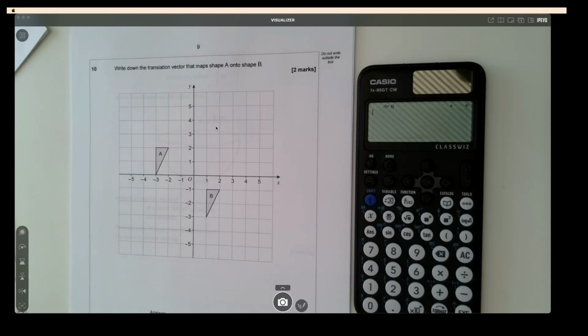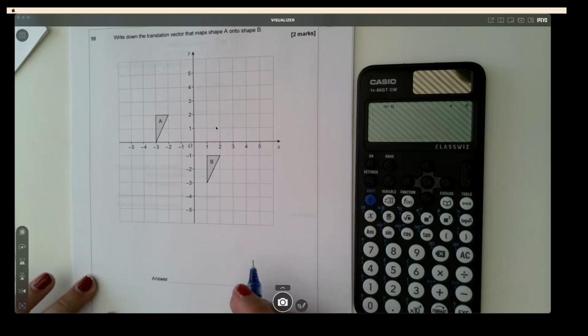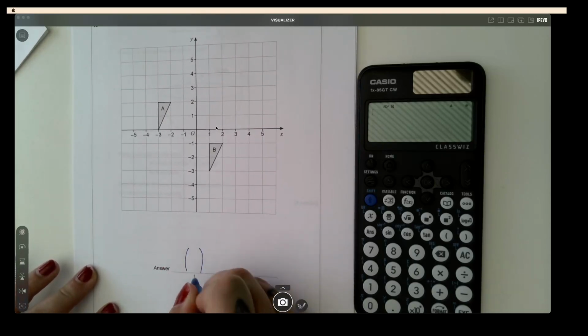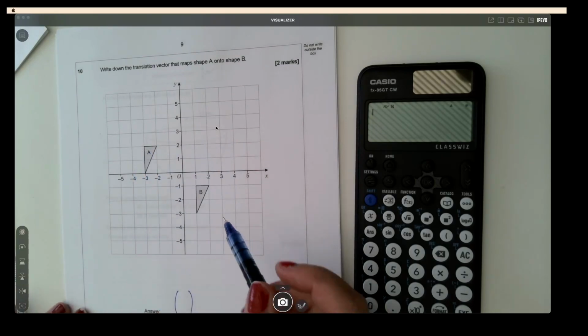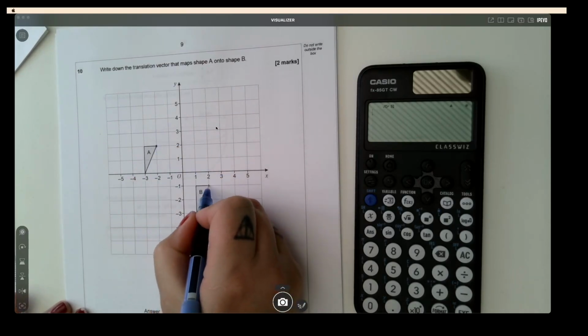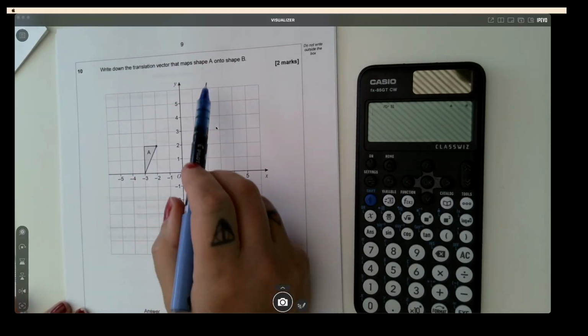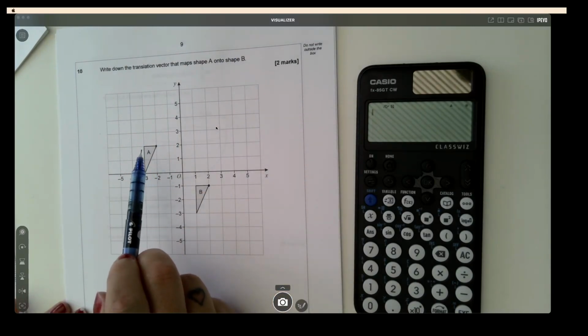Question 10. Write down the translation vector that maps shape A onto shape B. So the translation vector is just a column vector. So we're going to have these tall brackets that tells us how many places shape A has moved to the left or right and up or down. So we're just going to pick one corresponding corner. So this corner of A corresponds to the corner of B. We're mapping shape A onto shape B, so we're starting at shape A. That's important when we're finding vectors for translations.